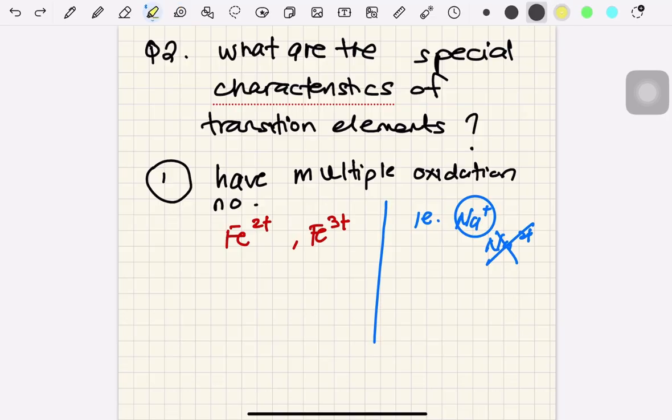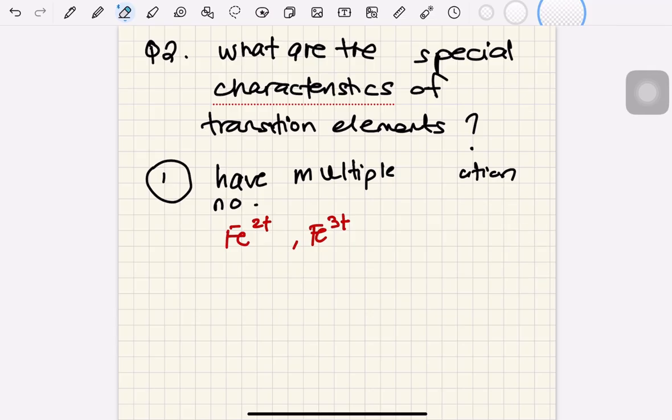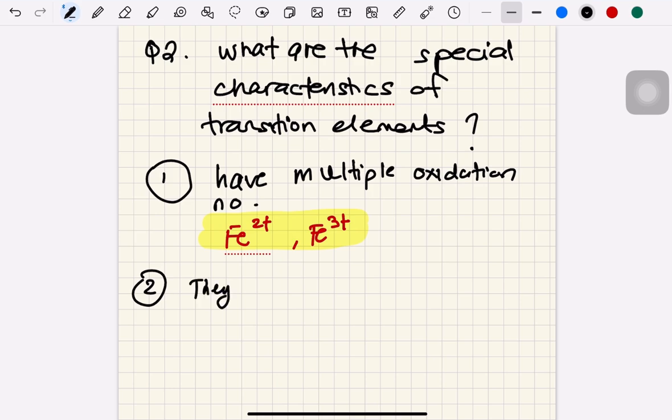Okay, so sekarang ni sekejap, highlight. Okay, this one is element dalam transitional element. Kalau yang sodium ni is in group 1. Nampak tak? So we can see the example here, kan? Alright, next is they can form complex ions.